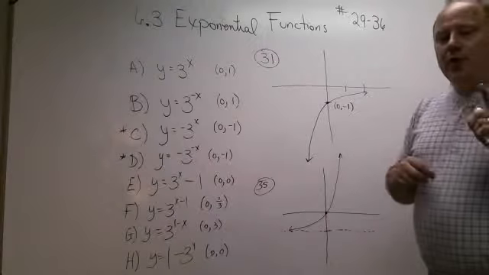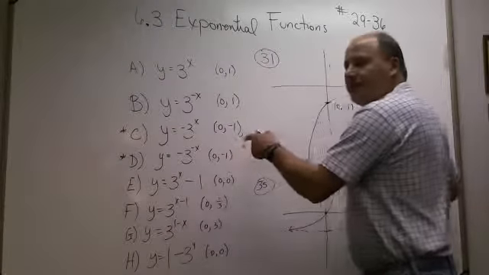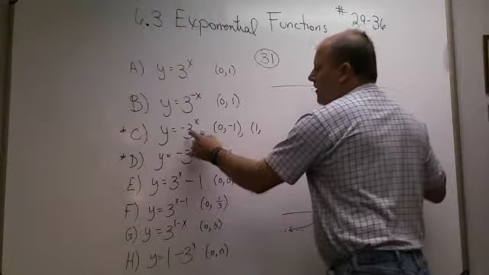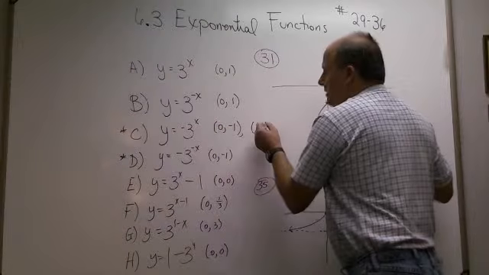So you might want to do one more point on just these two, because we've got to narrow down between them. If we plug in 1, that's 3 to the 1, which is 3, so it's -3.